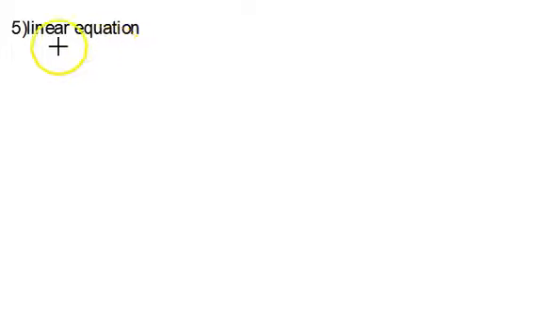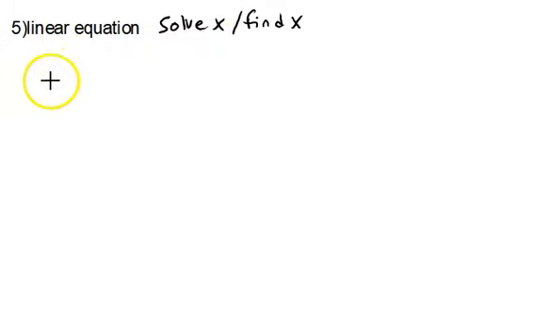Okay, now we go to linear equation. So the linear equation here is finding the value, which means you have to solve x, or we can also say find x, the value of the x. Okay, example, we still follow the chapter 4, the 5 important rules. So which is this?